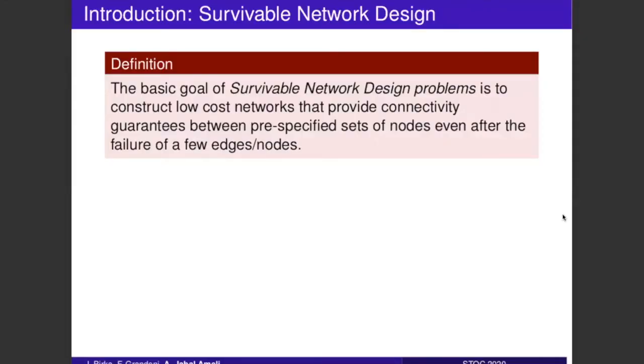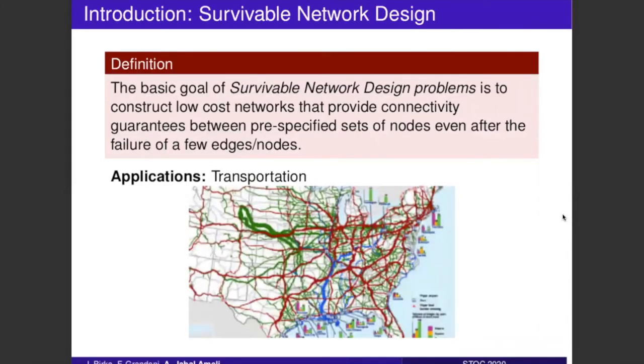This work lies under the category of survivable network design problems, in which the basic goal is to construct low-cost networks that provide connectivity guarantees between pre-specified sets of nodes even after the failure of a few nodes or edges. This has many applications, but to mention one, I would like to draw your attention to the transportation system. Here, the cities and the roads are nodes and edges.